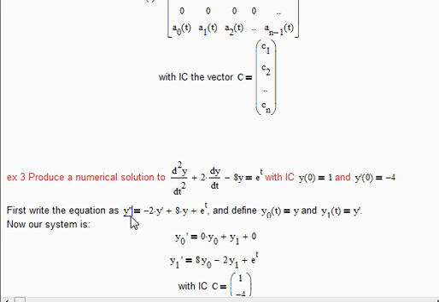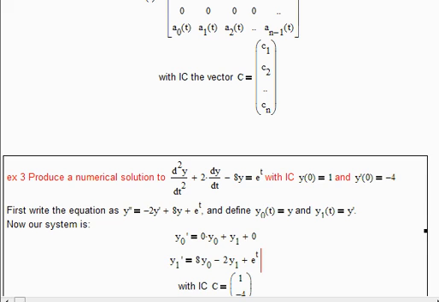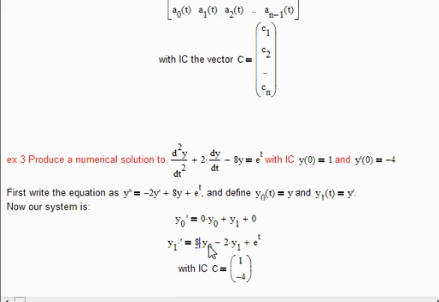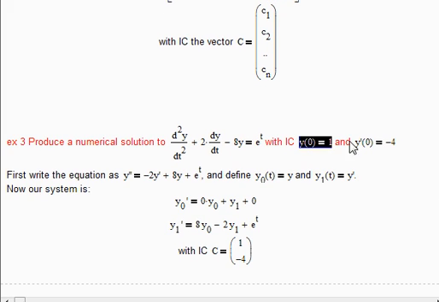y1 prime is negative 2y prime plus 8y plus e to the t. Sorry, this is 8y, and how did I miss that? This is negative 2y prime, but y prime is y1. So I think you should have that all right. We got everything. This is 8 times the original function y. This is 2 times y prime, which is y1. And for initial conditions, we have a vector of initial conditions. y of 0 is 1, y prime of 0 is negative 4, so that's the initial condition.